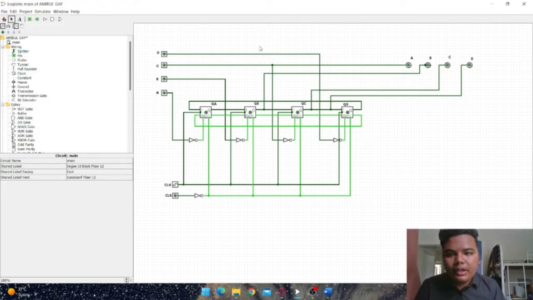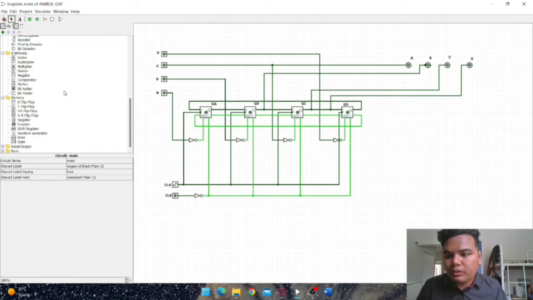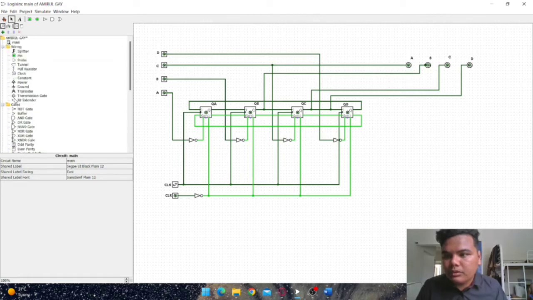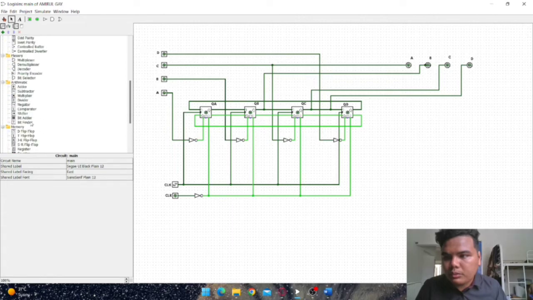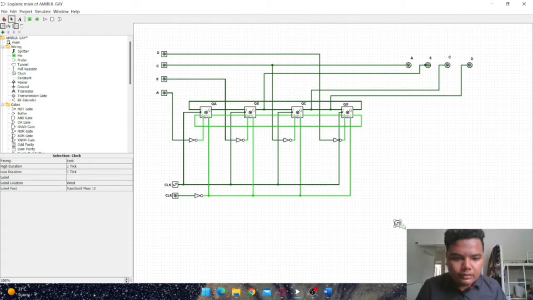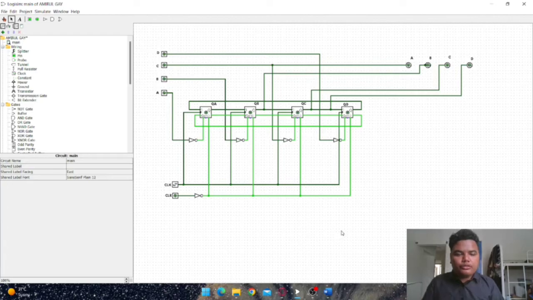When you have done that, you have completed your circuit. Or before that, if you want to find the clock, just go to the bottom. Sorry. And where is the clock? I forgot about it. So here is the clock. When we have completed the circuit, let's test the result of the circuit.